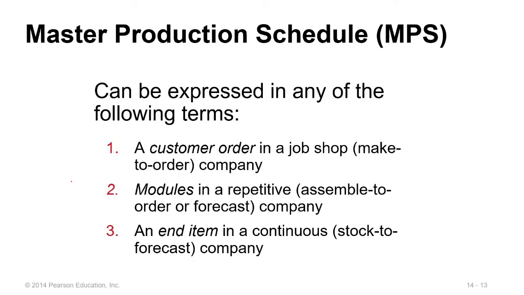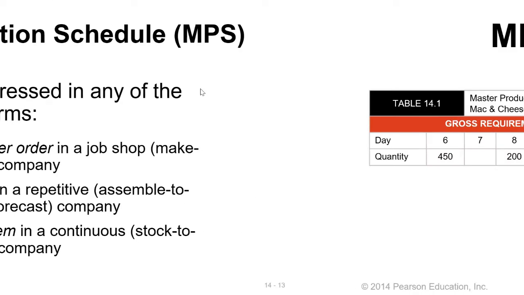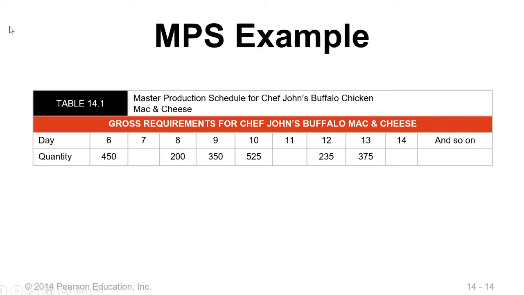MPS can be expressed in different forms, but it depends on the nature of the product. Is it a customer order, or a module, or even an item? An item means the finished product, where you stock to the forecast of the company. Now that's the first thing I need. This is an example of an MPS.